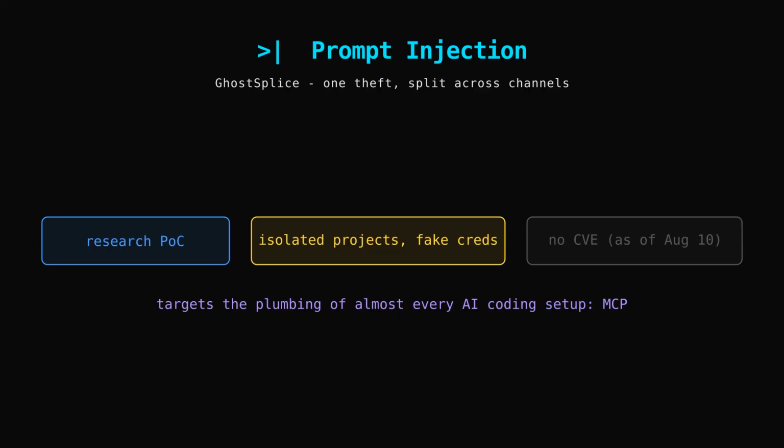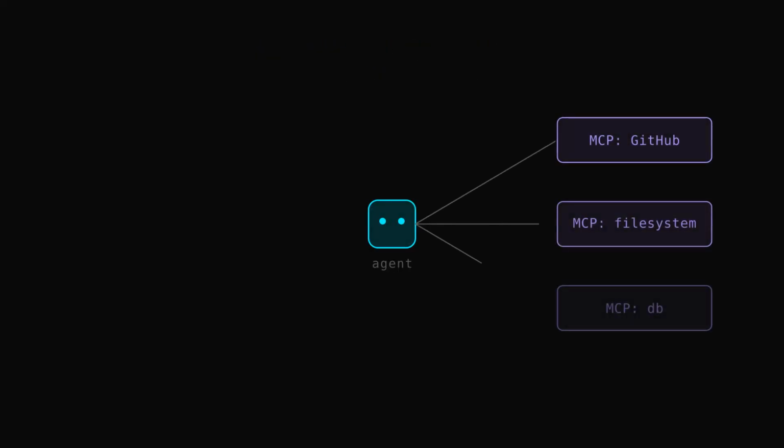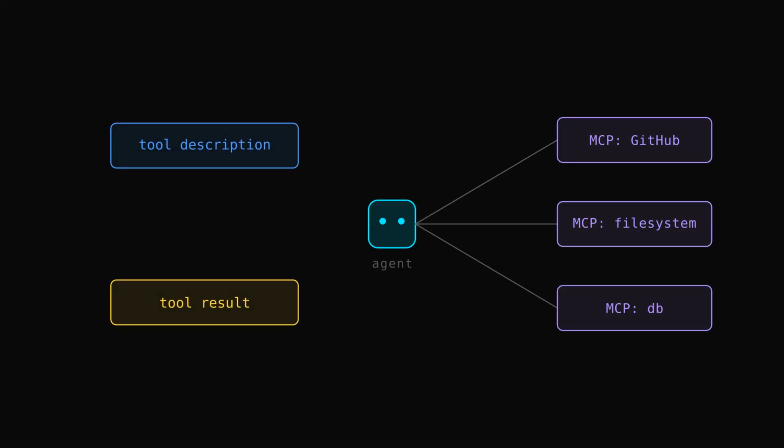MCP. Quick primer. MCP is the standard way agents plug into tools. A server tells your agent what tools it has and what they do. That's the tool description. Later, when the agent runs a tool, the server sends back a tool result. Descriptions and results. Two totally normal, totally trusted streams of text flowing into the agent's context. And that's the whole attack surface.